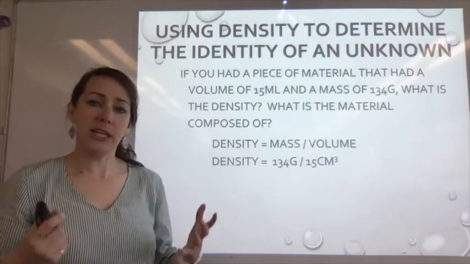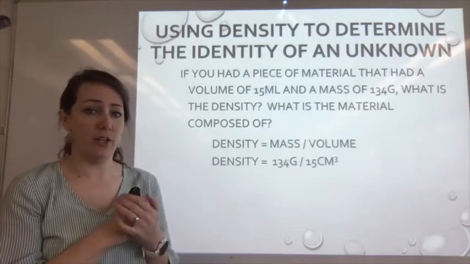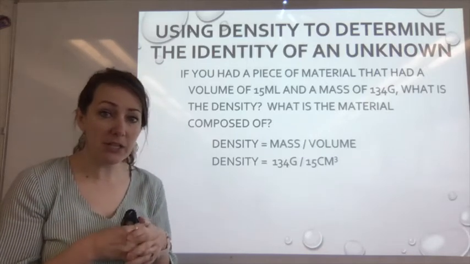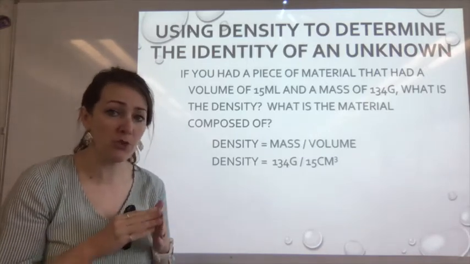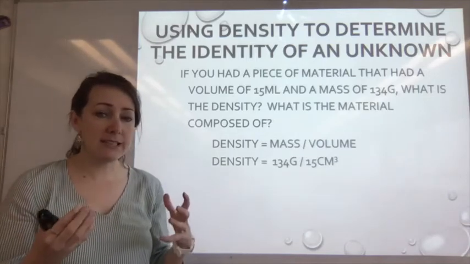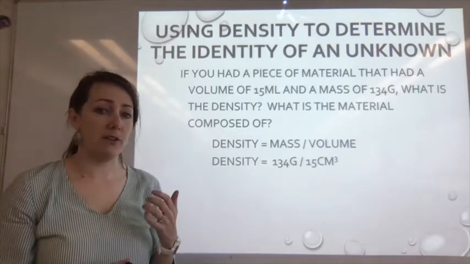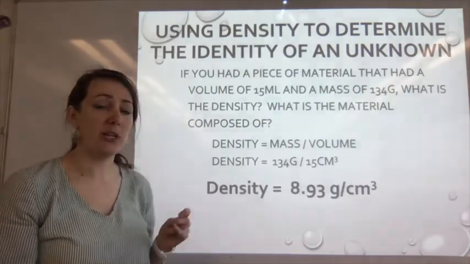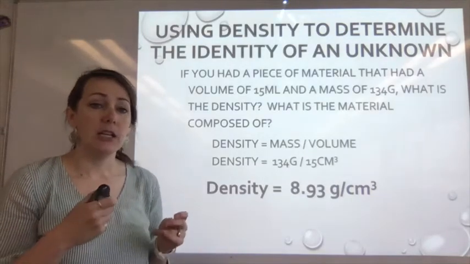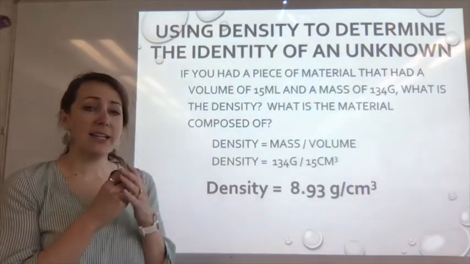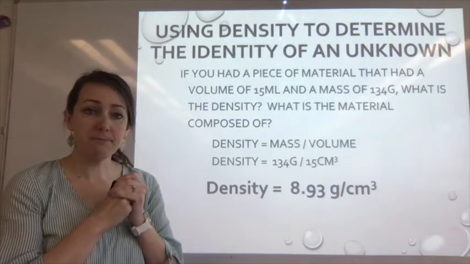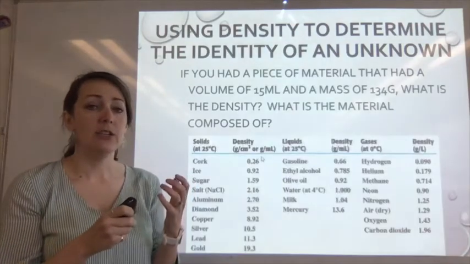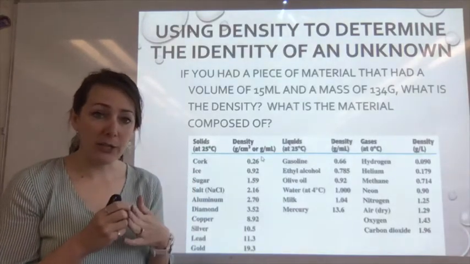So we can use the density to determine the identity of an unknown substance. So if you had a piece of material that had a volume of 15 milliliters and a mass of 134 grams, which is our last problem, what is the density? What is the material composed of? So we did the math previously and we found that the density was 8.93 grams per centimeter cubed. Using that, objects have the same volume regardless of how much there is. So 8.93 was our density.